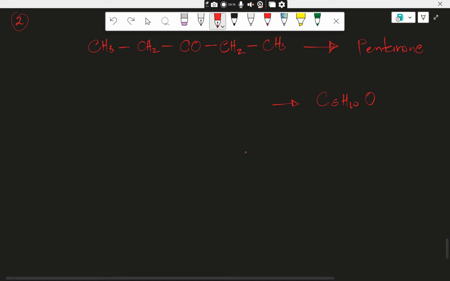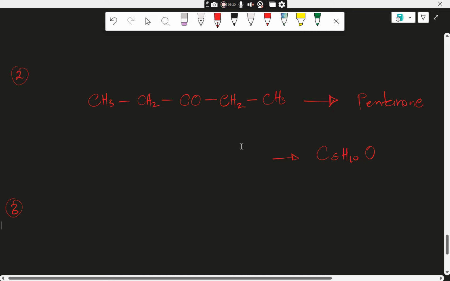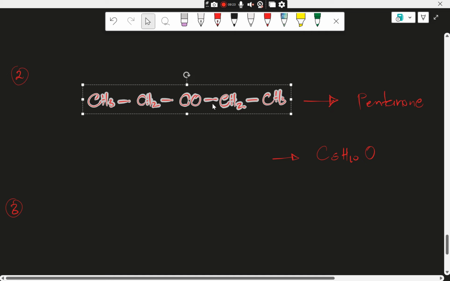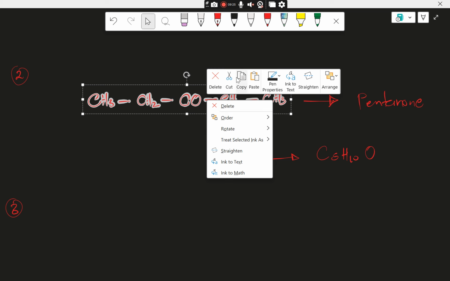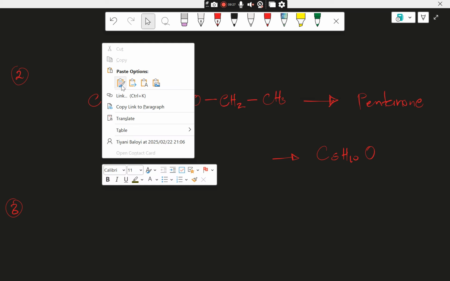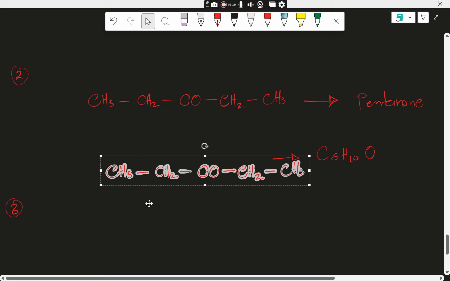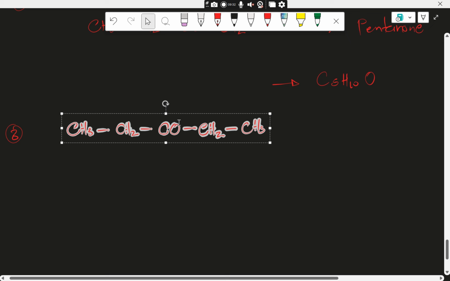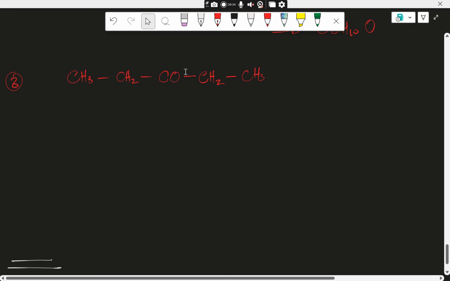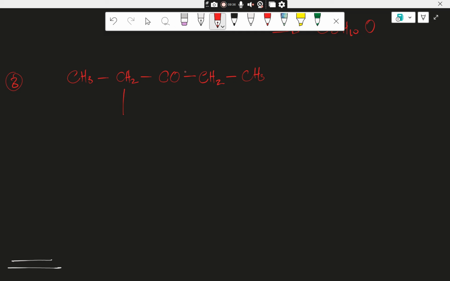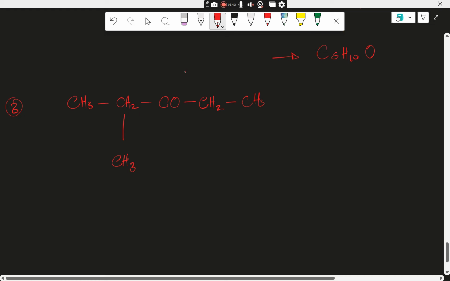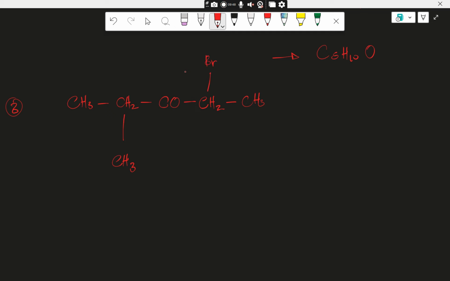We can also make this a little bit more fun, right? Let's just take this part, copy it, and then paste it here somewhere, because we want to reuse it. We just want to add some substituent there. So let's see, I add CH3, okay, and then I have a bromine here.